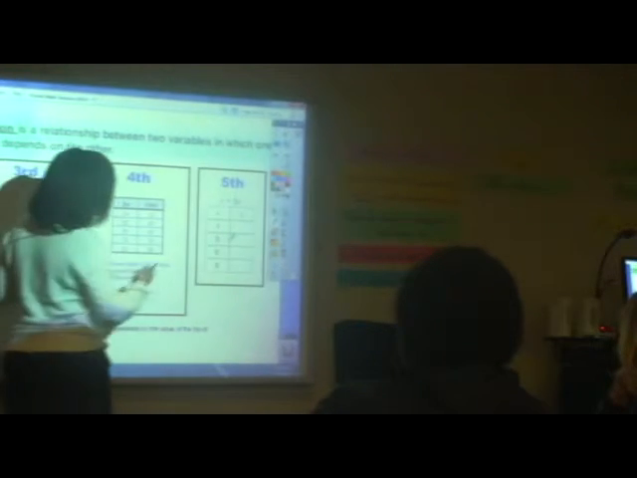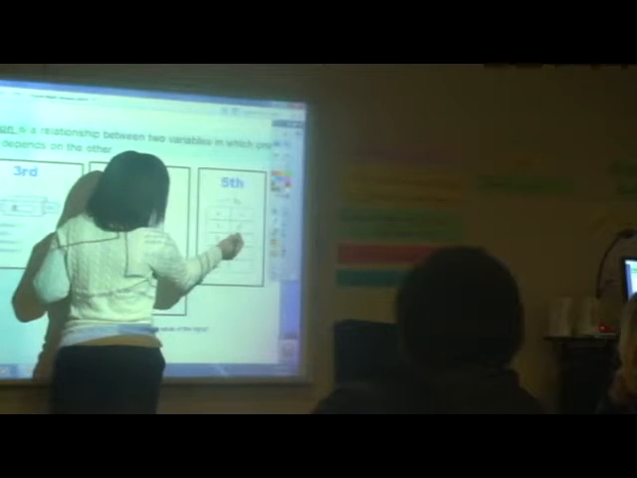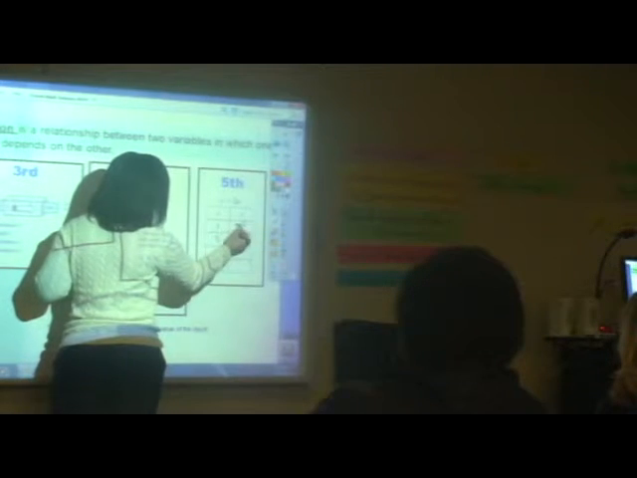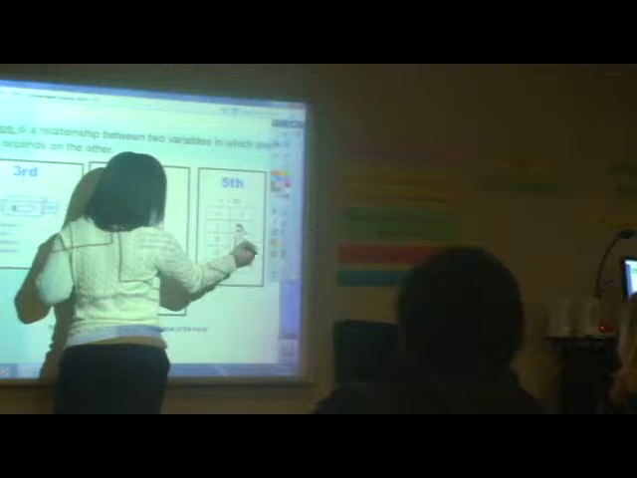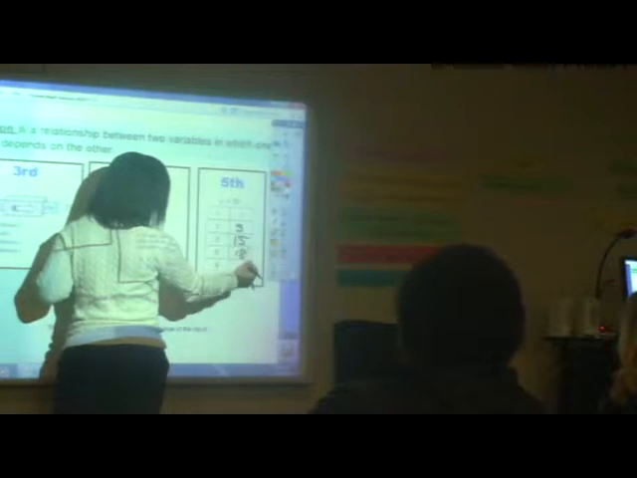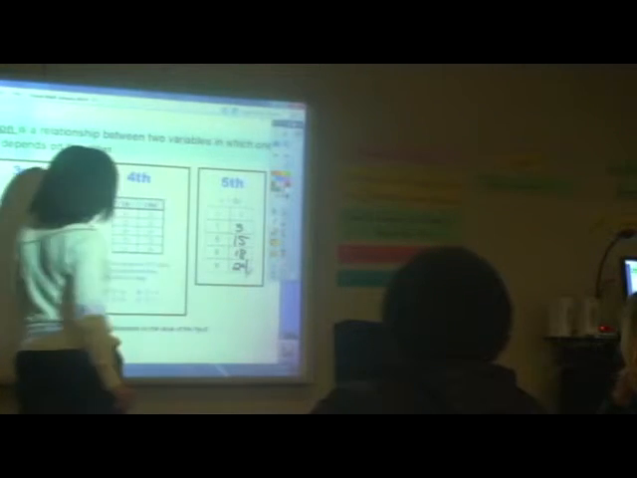What would this be? 3. Good job. What would this one be? 15. All right. 18. 24.